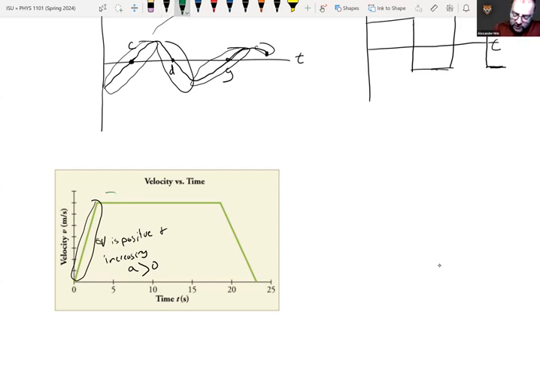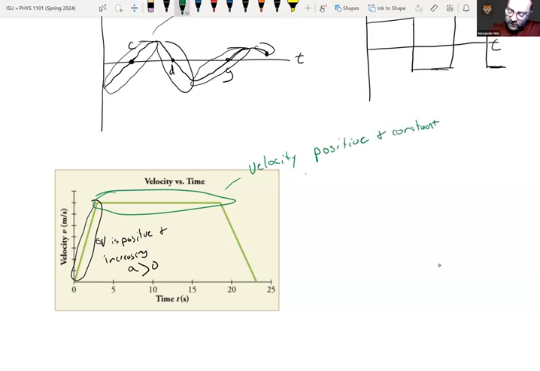And I'll switch colors. Switch to green. There, velocity is positive, so it's still going in the same direction, that being the positive direction. But what's going on here is it's no longer increasing, I'll say, and it's now constant. Okay. So what that means is that your acceleration equals 0.